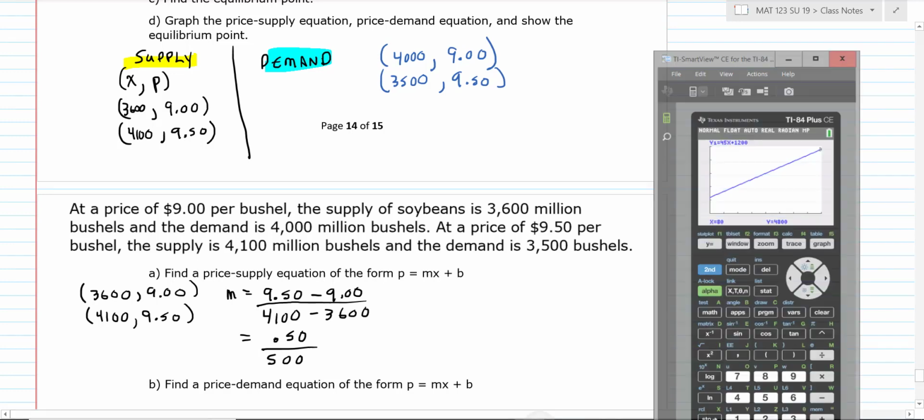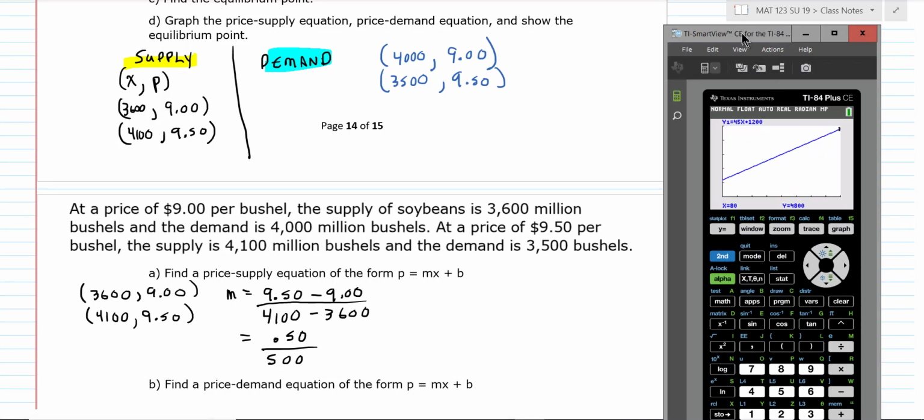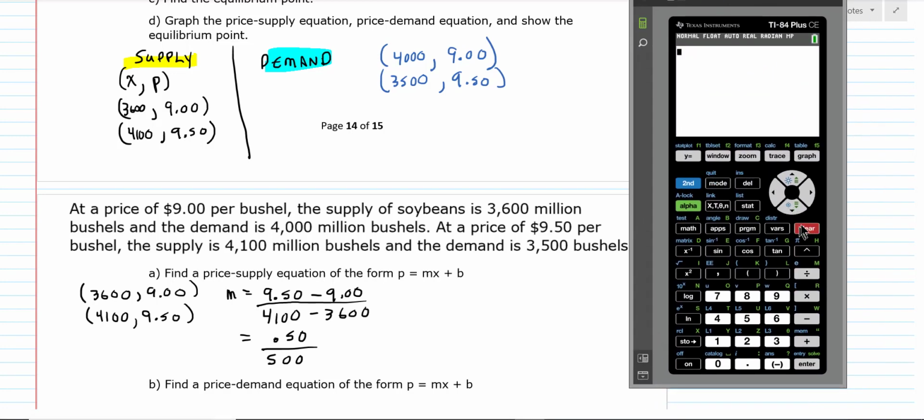Now I'm going to just use the calculator to crunch this out. So again, 4,100.